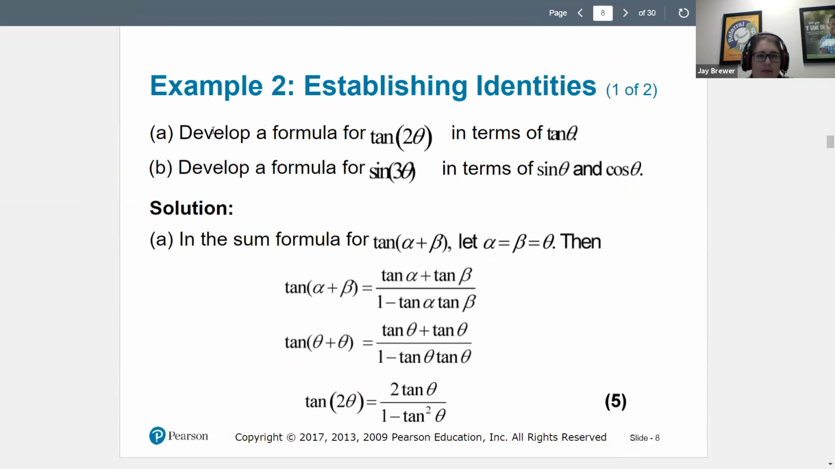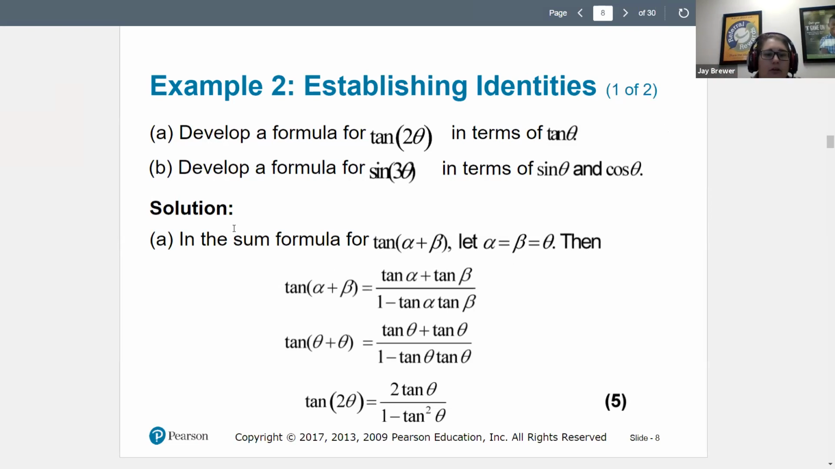All right. Same kind of deal for example 2. They want us to develop a formula for tangent of 2 theta in terms of tangent theta, and develop a formula for sine 3 theta in terms of sine theta and cosine theta. Now pay attention to part B of example 2. You have to do a sine of 5 theta as a 5th degree polynomial in terms of sine theta for your homework. So that example really helps you kind of get in the right mindset of what to do.